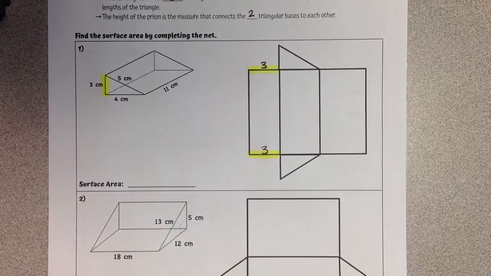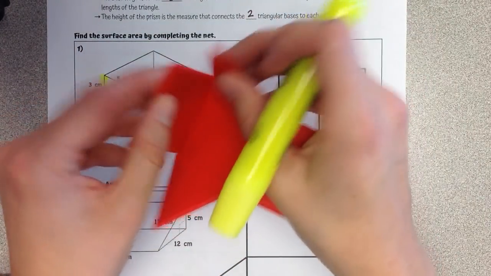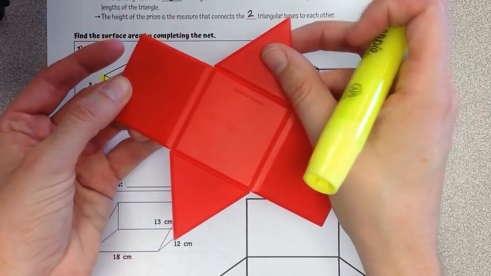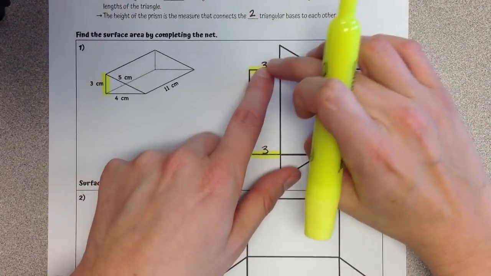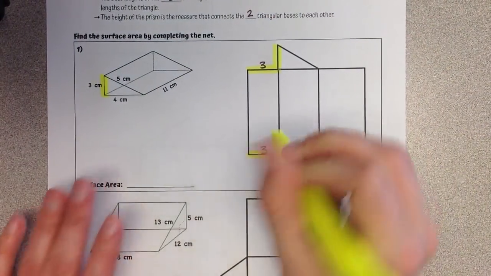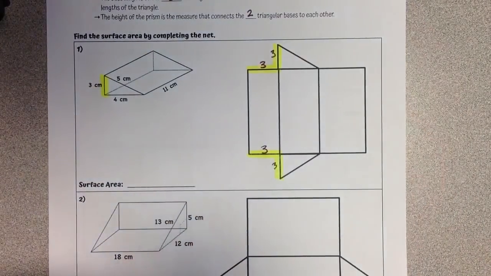I'm also going to look at, if we think about our triangular prism, when we fold it, this side and this side fold together. So they have to be the same length. So these two sides would fold together. So I'm going to highlight that part of the base as well and label it 3.